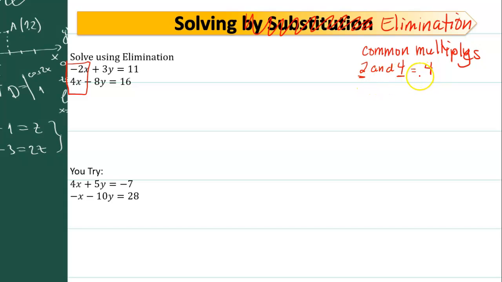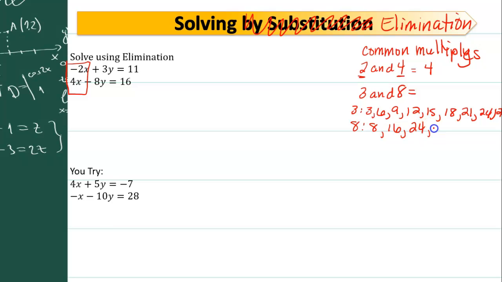Now, once I find that pretty easily, I don't need to worry about the 3 and the 8. If I want to think about a 3 and an 8, I can count by 3s. So 3, 6, 9, 12, 15, 18, 21, 24, 27. All right, let's try some common multiples for 8. 8 times 1 is 8. 8 times 2 is 16, 8 times 3 is 24. All right, there's our common one, 24. That's much bigger than 4.